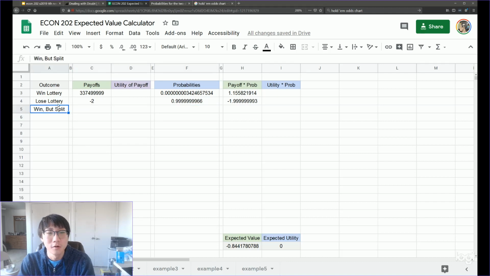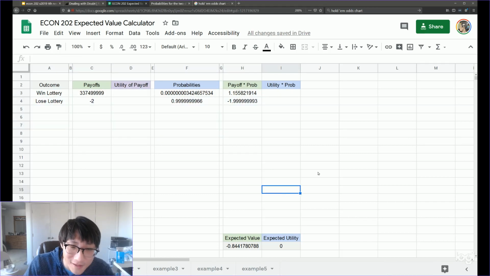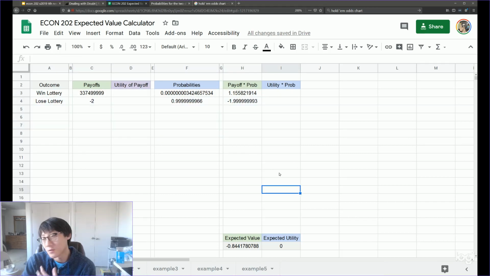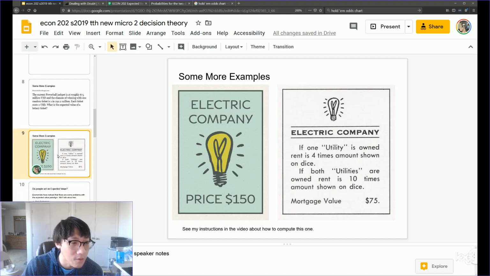Okay, so the point is you don't necessarily want to go out and buy a million Powerball tickets. Okay, but again, we're just going through this example of how to do this calculation. Okay, let's do one more example.